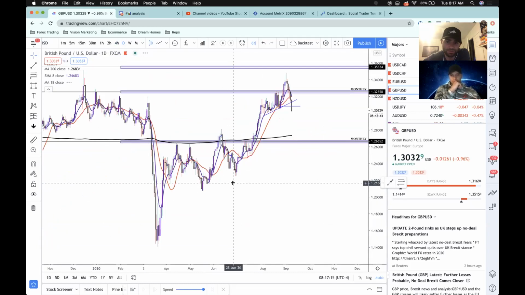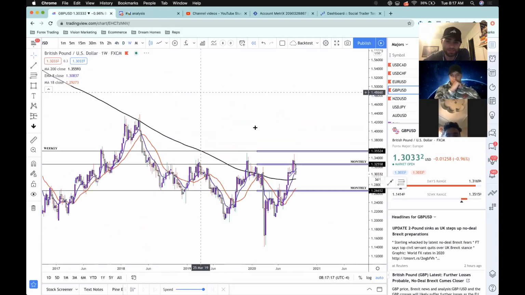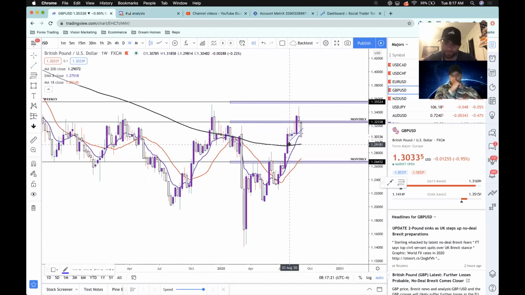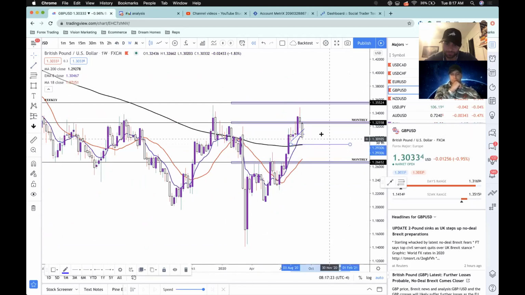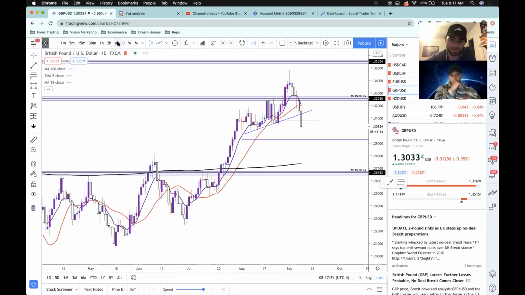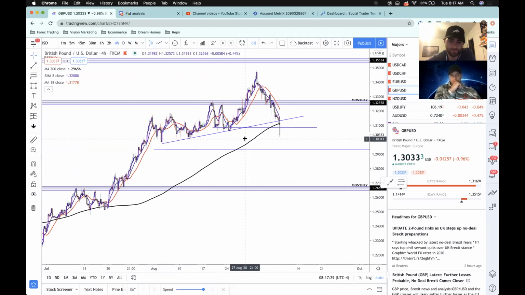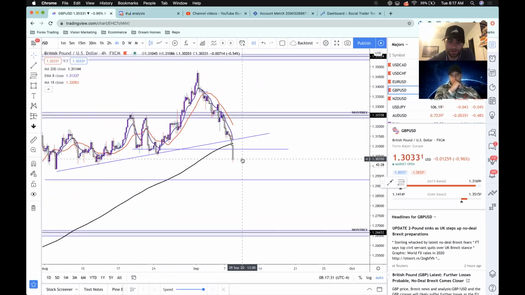Again, just think about where our targets are. Pretty much right now, our target is this weekly 200-day. That's where I'm targeting it to come down to. As we come down to this 4-hour, we can see how far away we are right now.